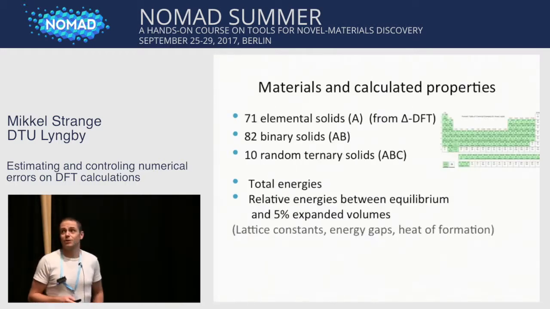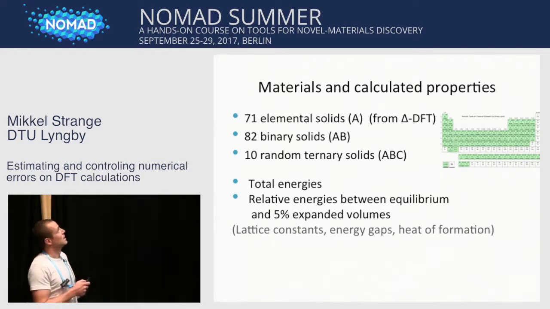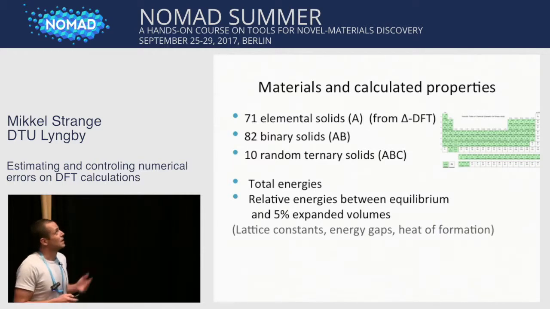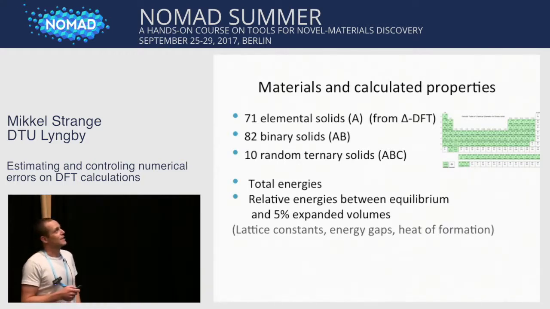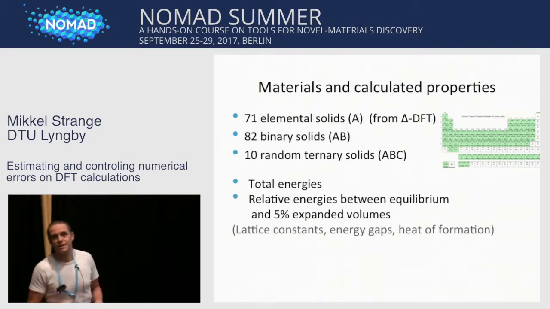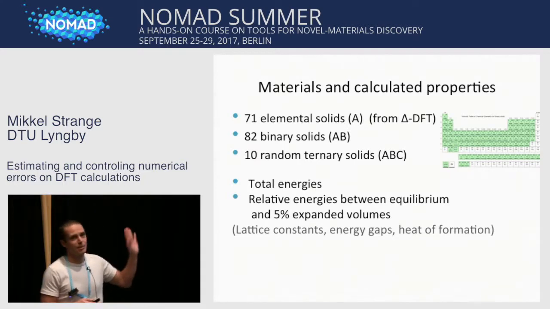So what did we look at? So we took the 71 elemental solids from this Delta study and extended that with some binary solids. It was 82, so there was Bjorn, who was part of it here, who sat down, looked up in Springer Materials for experimental binaries, generally took the most stable ones, and then we selected 82.